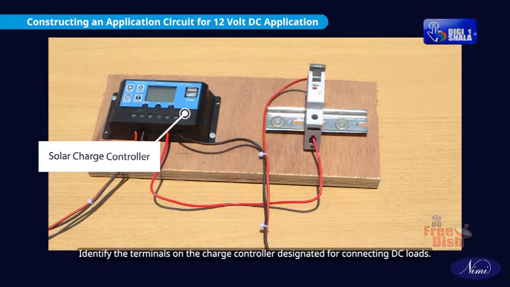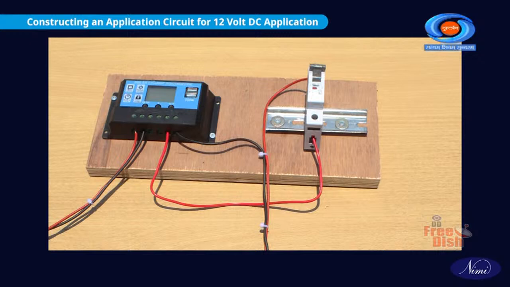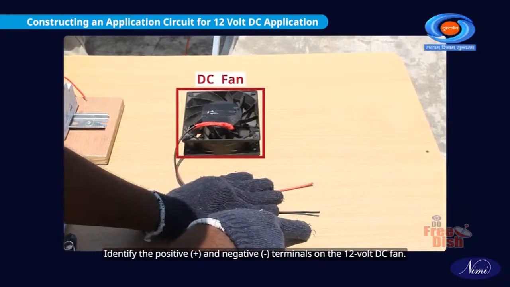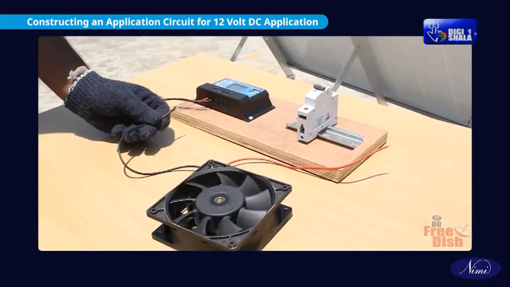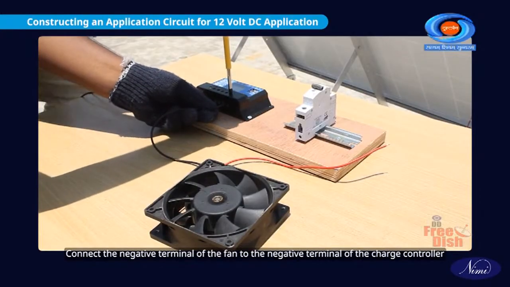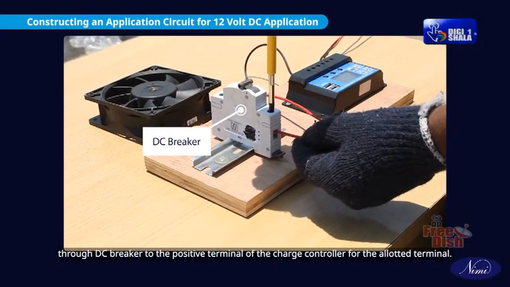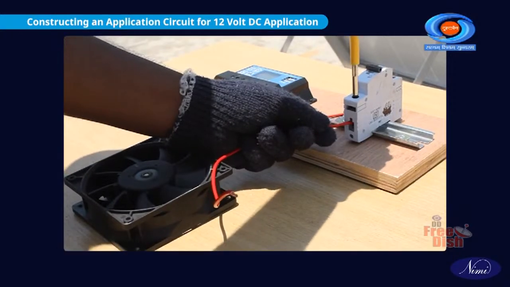Identify the terminals on the charge controller designated for connecting DC loads. These terminals are typically labeled load or DC load. Identify the positive and negative terminals on the 12-volt DC fan. Connect the negative terminal of the fan to the negative terminal of the charge controller. Then connect the positive terminal of the fan through the DC breaker to the positive terminal of the charge controller, to the allotted terminal.